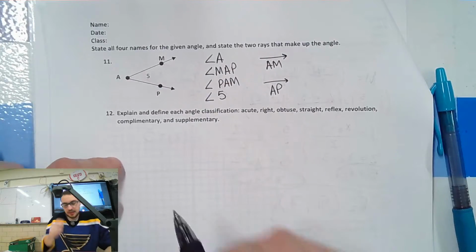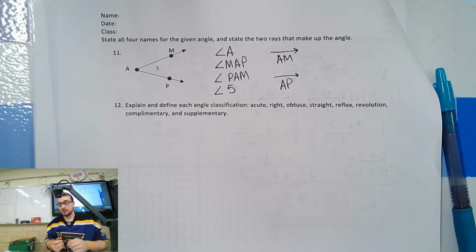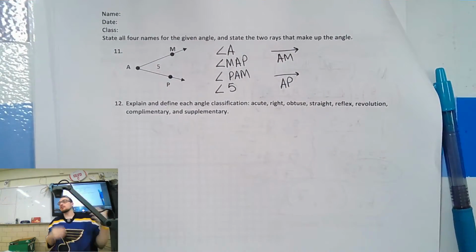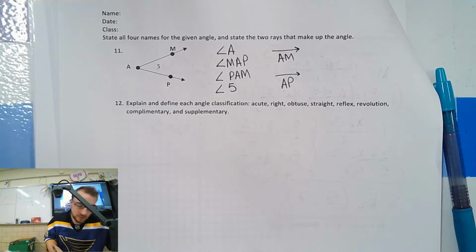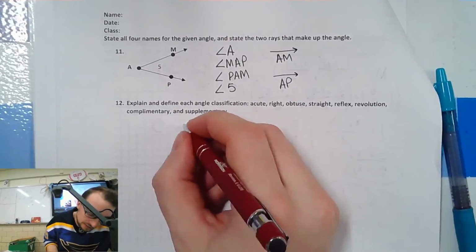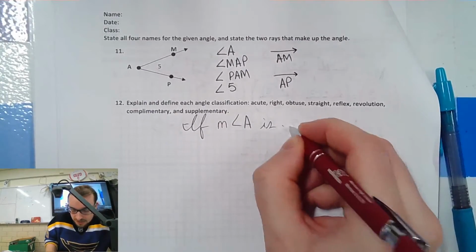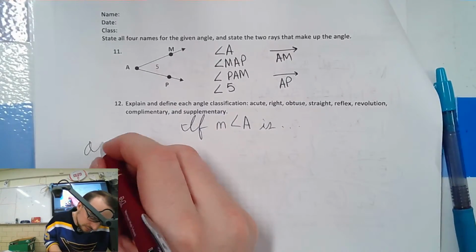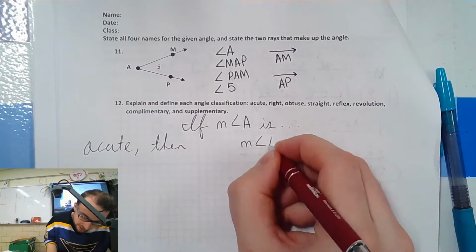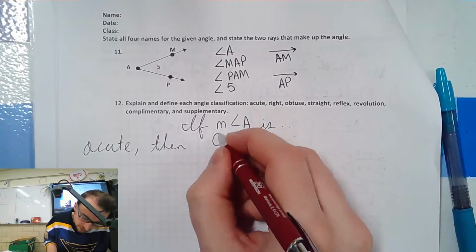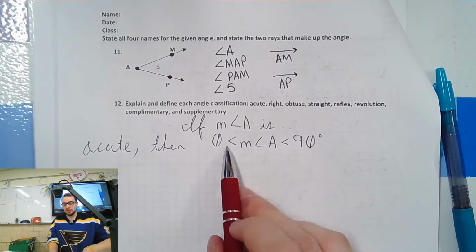Cool. Angle classification. Name the angle classifications. Give a definition, right? Acute angle: anything between 0 and 90 that isn't 0 and isn't 90, because if it was 90, it'd be a right angle. So the way I'm going to write that is, if the measure of angle A is acute, then angle A is between 0 and 90. Doesn't include 90, doesn't include 0, right? No lines underneath.